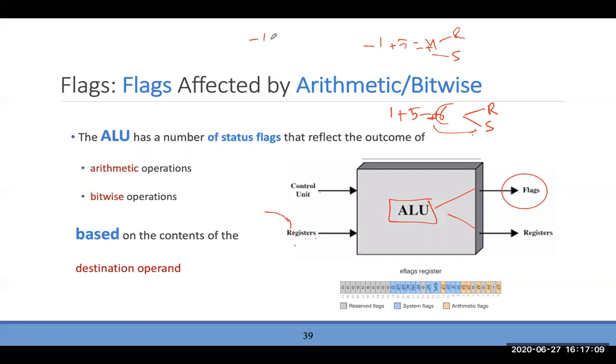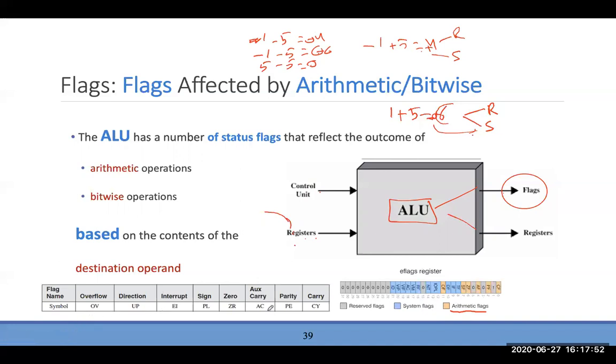What if we say -1, -5? You're going to report the result. What if we say 5 minus 5? That's going to be 0. This one is going to be -6, and this is going to be -4. So the statuses are 0, negative, negative, positive. Zero is a status, negative is a status, positive is a status, and that's what you're going to get in the EFLAGS. It depends on whether the value is positive, negative, or 0. That's what we call the arithmetic flags, okay?